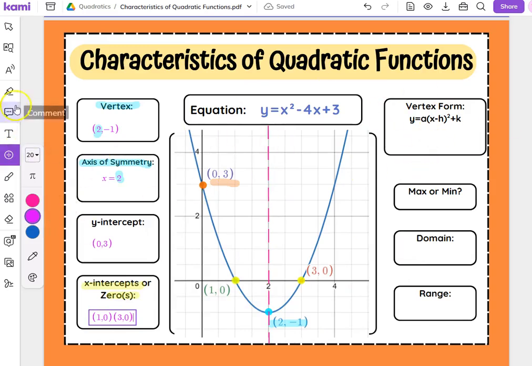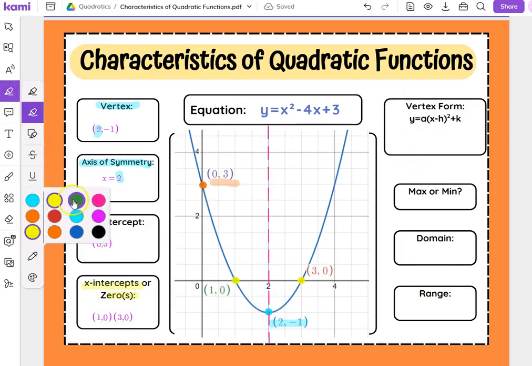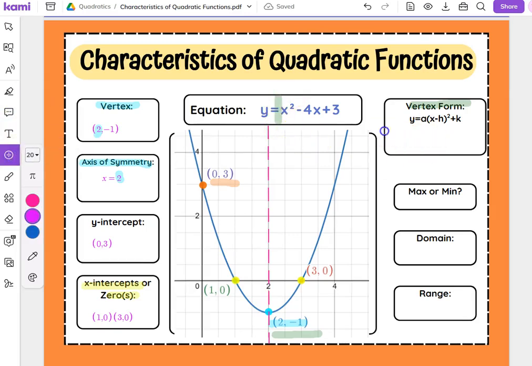All right, to write our vertex form, remember, we're just going to need our vertex. That's right down here at the bottom, 2, negative 1. And we need our a. In this case, it's a 1. So let's come over here and write it. y equals 1 times x minus h, so x minus 2, all squared, and then plus k. In this case, k is a negative 1. So it'll be plus negative 1 or minus 1.